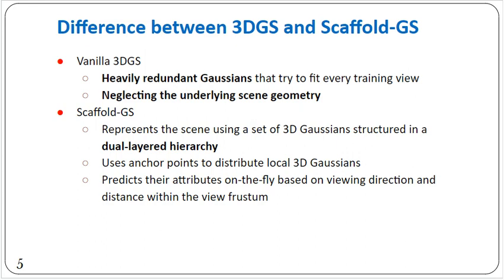Now let's talk about the difference between the two of them. Vanilla 3D Gaussian splatting suffers from heavily redundant Gaussians that try to fit every training view. They also neglect the underlying scene geometry. And Scaffold Gaussian splatting represents the scene using a set of 3D Gaussians structured in a dual-layered hierarchy. It also uses anchor points to distribute local 3D Gaussians. Scaffold Gaussian splatting predicts their attributes on the fly based on viewing direction and distance within the view frustum.